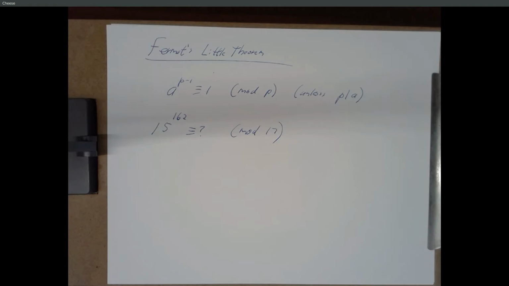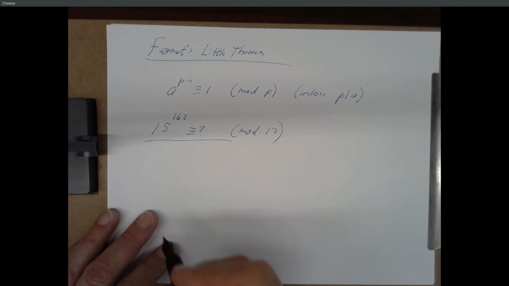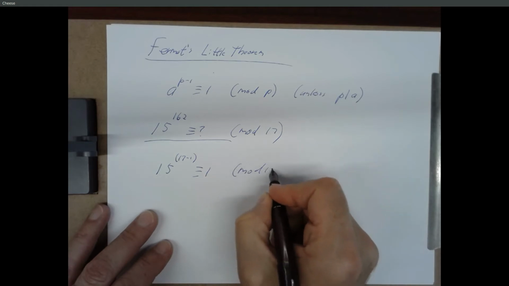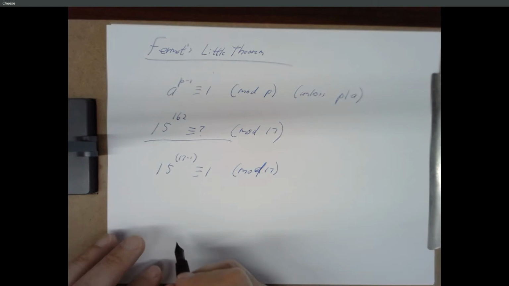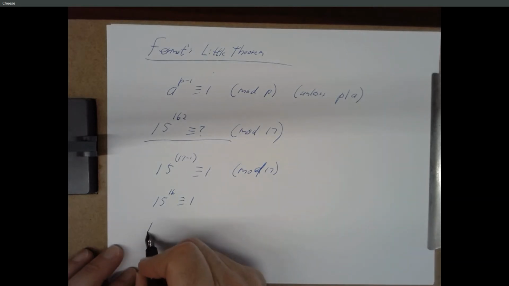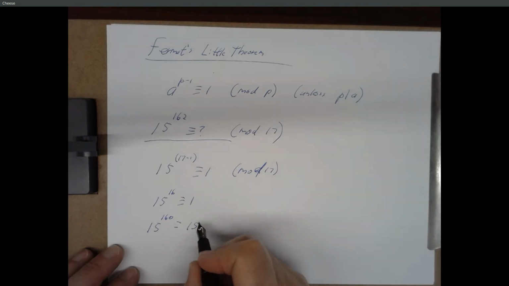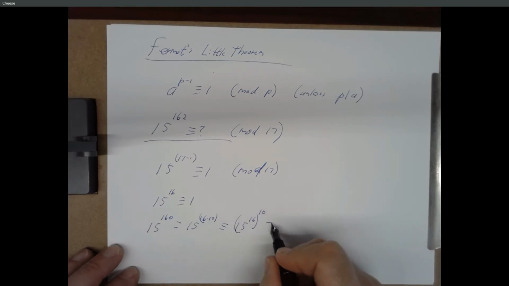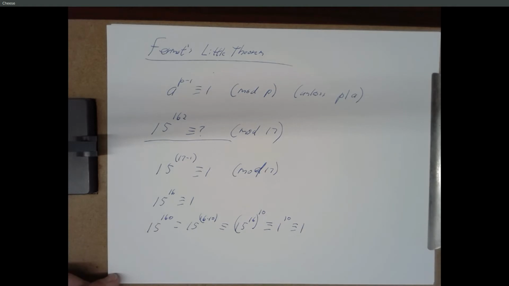Well, 17 is prime. And 15 is not a multiple of 17. So Fermat's little theorem will tell us something about this, or something close to this. What Fermat's little theorem actually tells us is that 15 to the 17 minus 1 is congruent to 1 modulo 17, 15 to the p minus 1. So we know 15 to the 16th is congruent to 1. Well, again, 15 to anything times 16 is also going to be congruent to 1. In particular, I can write 15 to the 160th, that's 15 to the 16 times 10, which is 15 to the 16th raised to the 10th, which is congruent to 1 to the 10th, which is just congruent to 1.